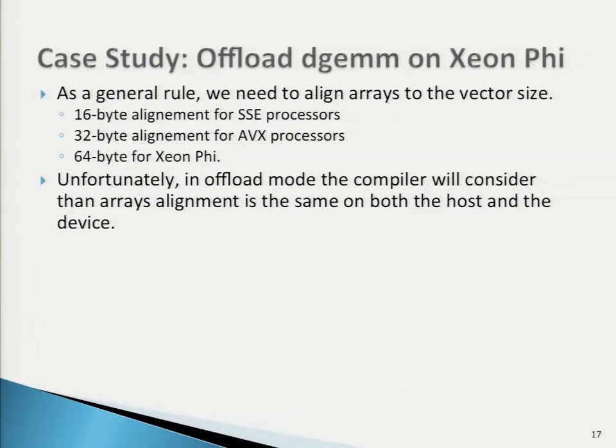Now, the alignment of arrays, and this is a general rule for SSE or for AVX, you should try to align your data fields to be aligned with the size of one vector register. So on the Sandy Bridge, which has 256-bit vector registers, that's 32 bytes. Arrays should be aligned on 32-byte boundaries. For Xeon Phi, we need to align on a 64-byte boundary, which is a whole cache line.